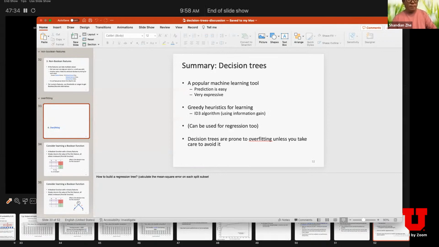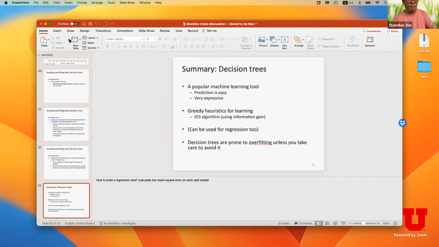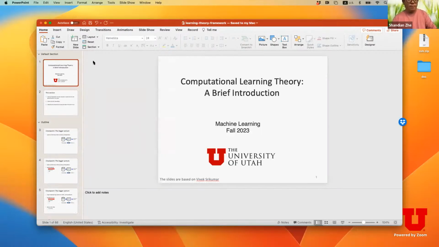Next, we're going to talk about several basic concepts in the computational learning field.